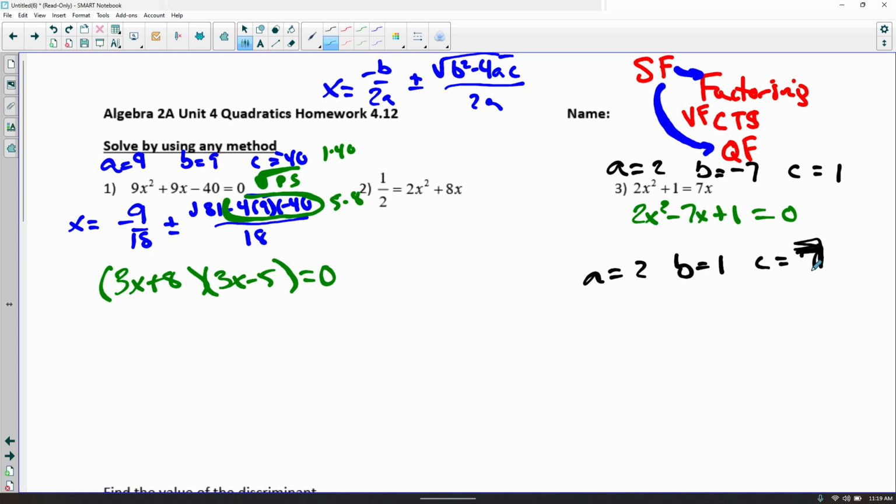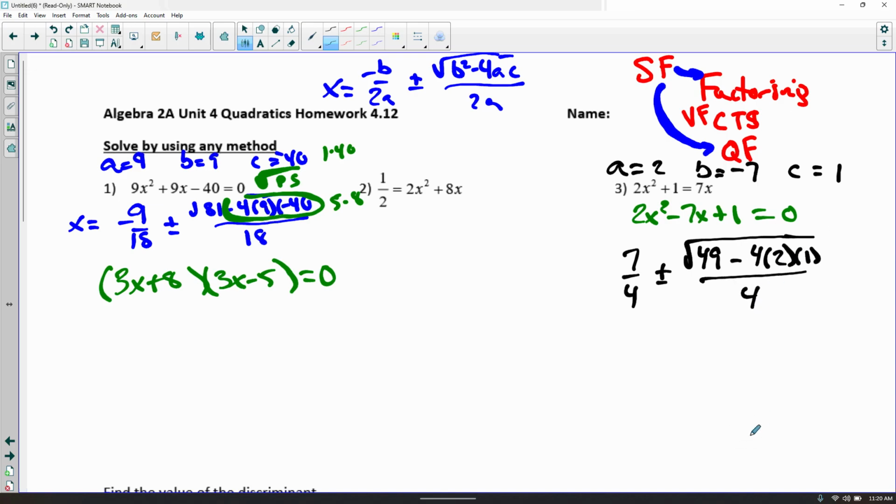We are going to test you on that. Guys, we're going to make sure it's not in standard form. You got to put it in standard form and set it equal to 0 first, okay? So once we have it there, it's negative B, which is 7, over 2 times 2, which is 4, plus or minus the square root of 49 minus 4 times 2 times 1, all over 4.